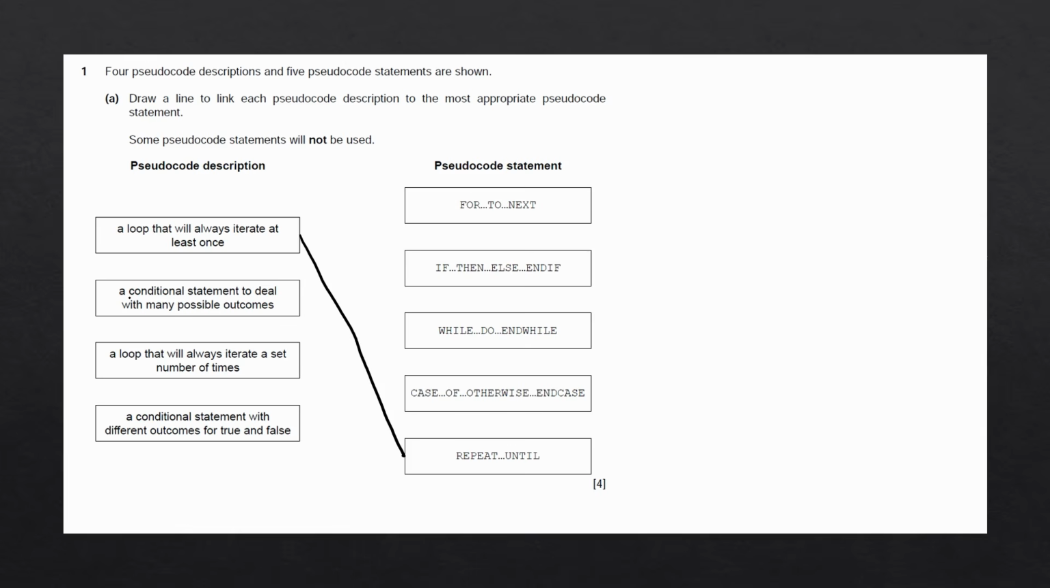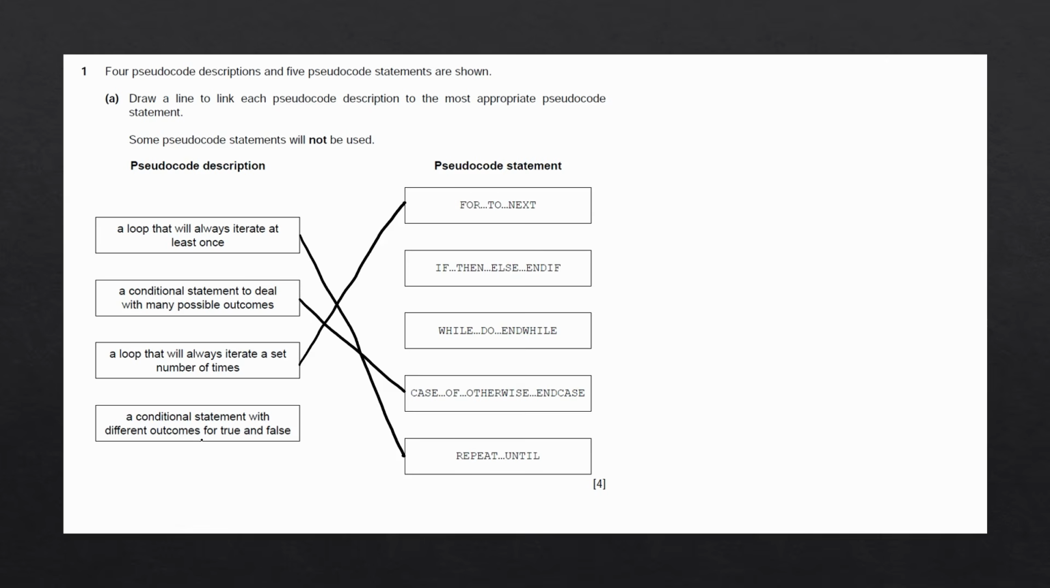The next description is a conditional statement to deal with many possible outcomes. We have 2 different conditional statements. We've got the if statement and the case of. In this case, it'll link to the case of, as it mentions that we're dealing with many possible outcomes. So let's link those two. The next one says a loop that will always iterate a set number of times. Another word for this would be a counter-controlled loop, which in this case would link to the for loop. So let's link those two.